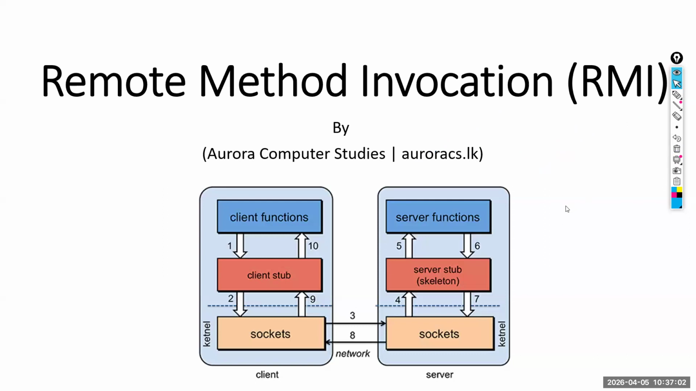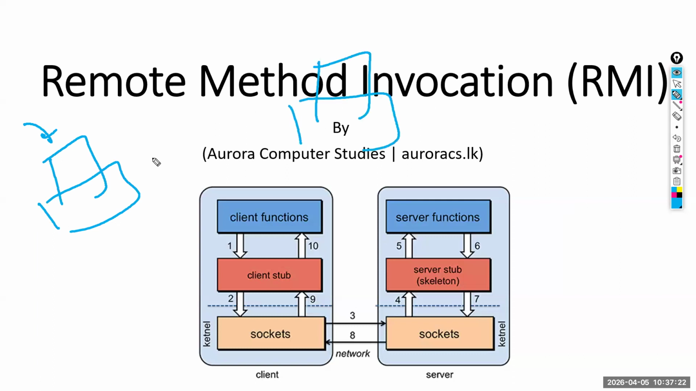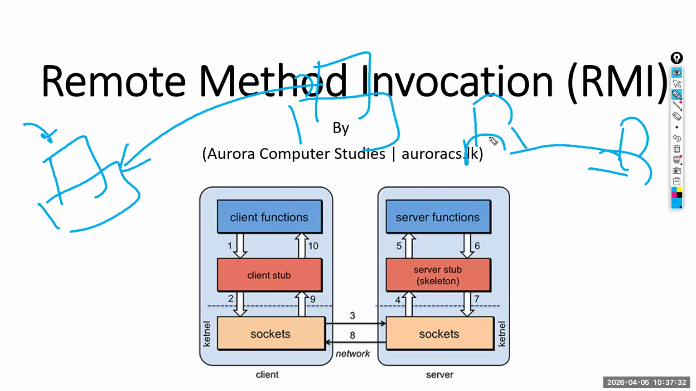Remote method invocation means that in enterprise applications, we need to integrate different systems together. The entire system is not in one machine. That is for small applications, not for enterprise applications. Enterprise applications often need to communicate with other systems, maybe different parts of the same system in different servers. Sometimes the web server is in one machine and the application server is in another machine.